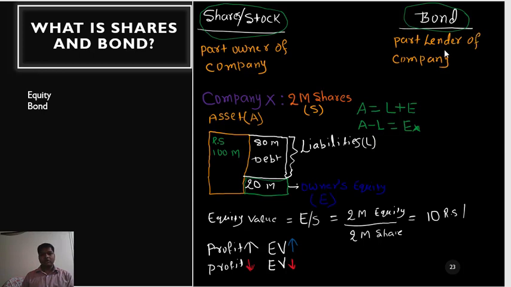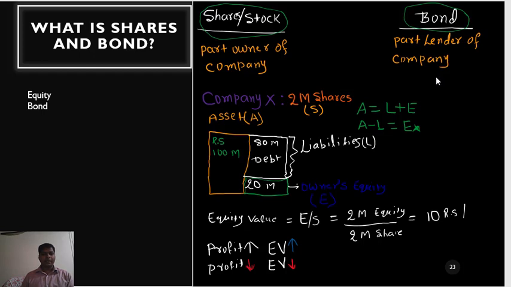And the bond represents a part lender of the company. So you are the lender. You give capital or money to the company as a debt instrument, like a loan. The company gives you interest as per the company's terms, and a lender like you earns interest whatever the situation is. Either the company is in profit or loss, the company is bound to give you interest. That's why a bond is secure as compared to a share, but with limited view.